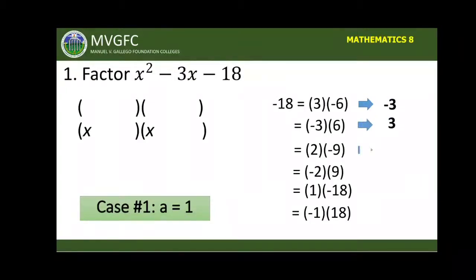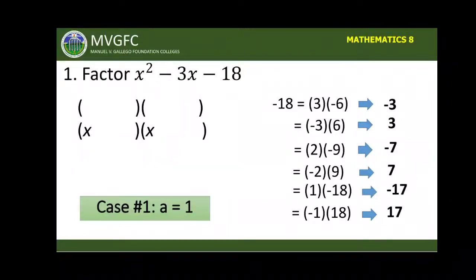Remember the rules in adding integers: same sign, add and keep; different sign, subtract. Okay? Take the sign of the higher number. So now, how about negative 3 times 6? Negative 3 times 6 is also equal to negative 18. However, when you add negative 3 and 6, the answer is 3. Okay? Another, 2 and negative 9. When you multiply 2 and negative 9, the answer is still negative 18. However, when you add the two numbers, that is equal to negative 7.